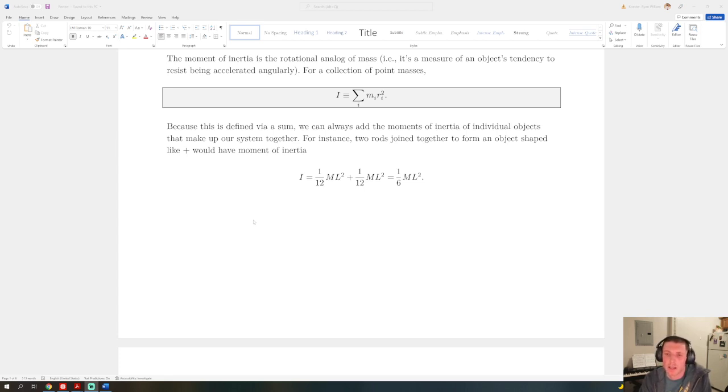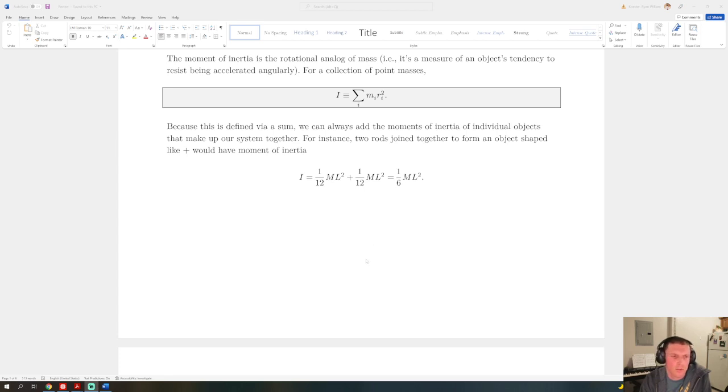And so the example that I'm mentioning here is if you have two rods joined together, so they form like a plus sign, and your axis of rotation is, say, right in the center here, either going into the screen or coming out of the screen, then the moment of inertia of this combined object would just be the sum of the two moments of inertia, right? And so for a rod about its center of mass, it's 1/12 ml squared, so we would just add those two together and we'd get this.